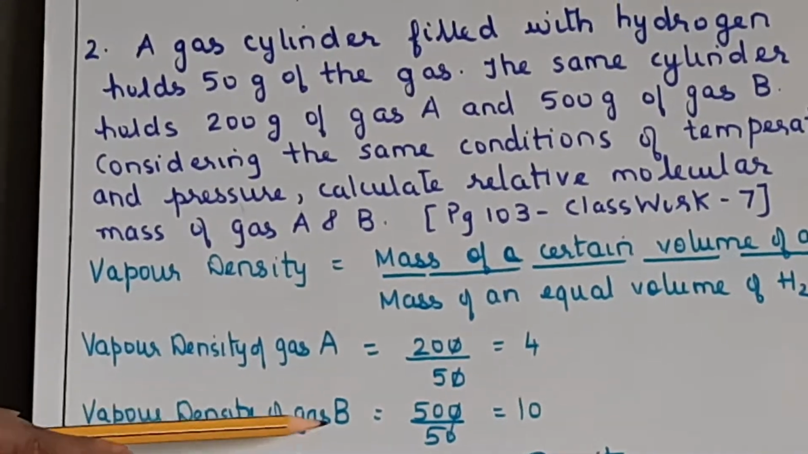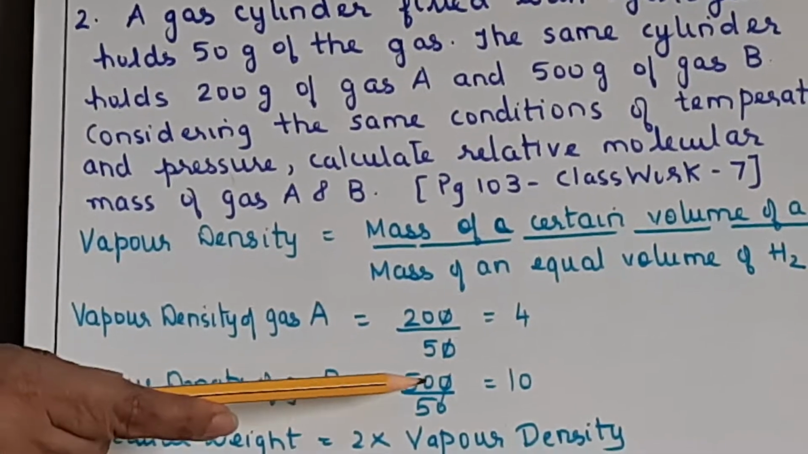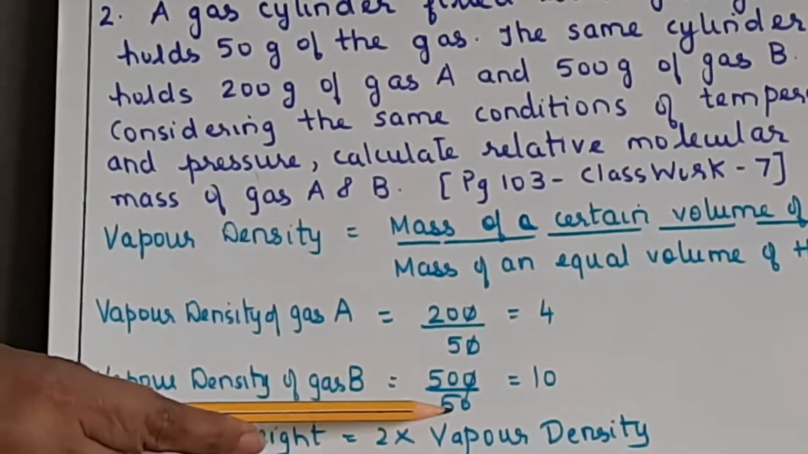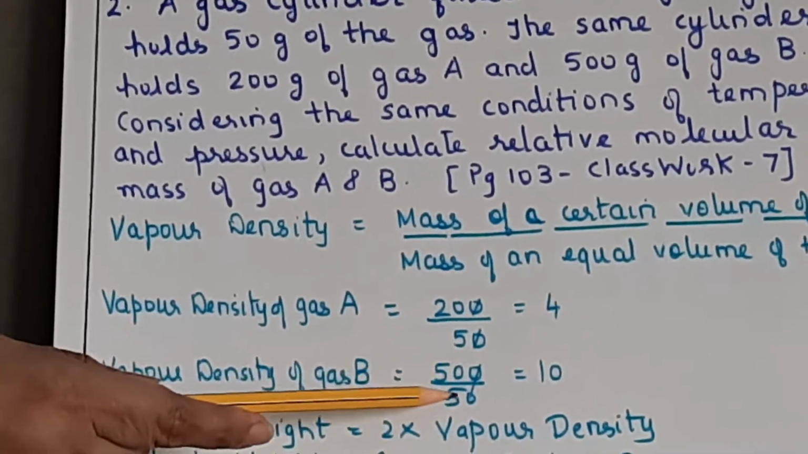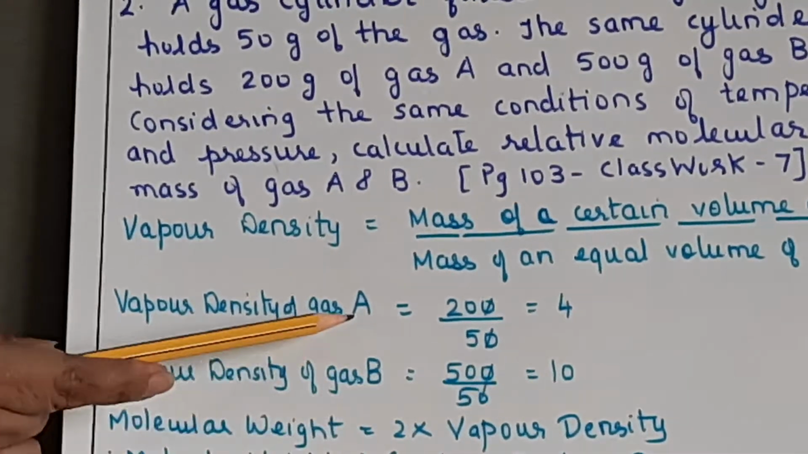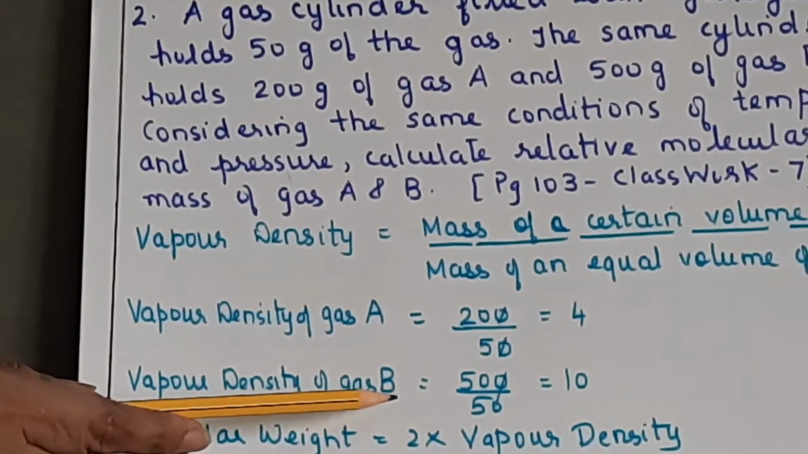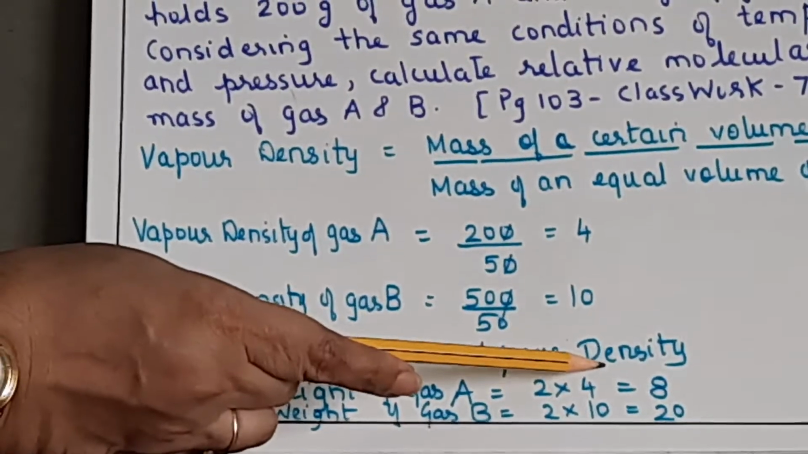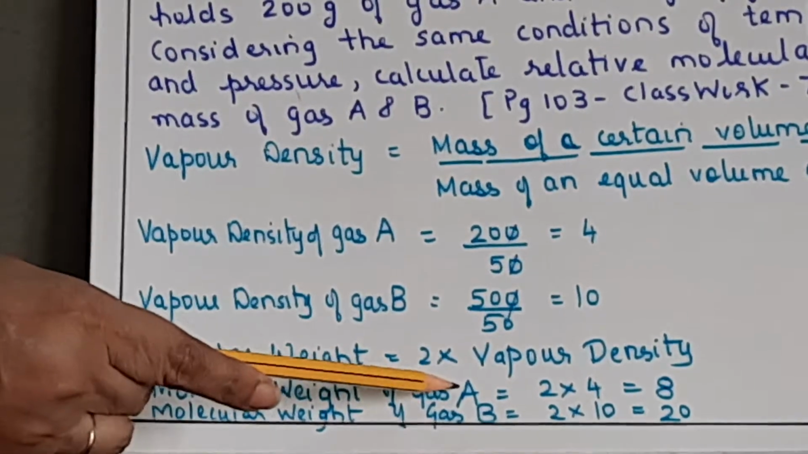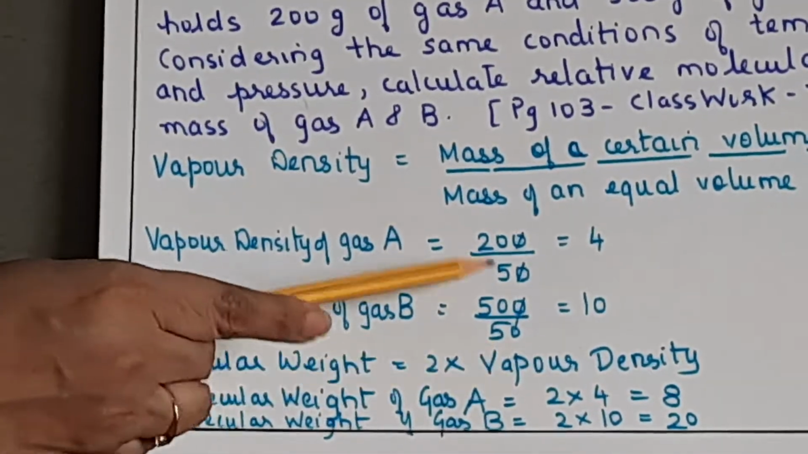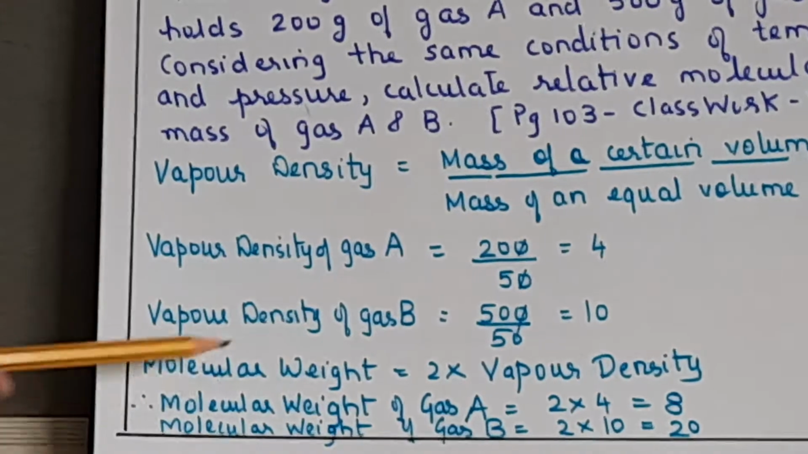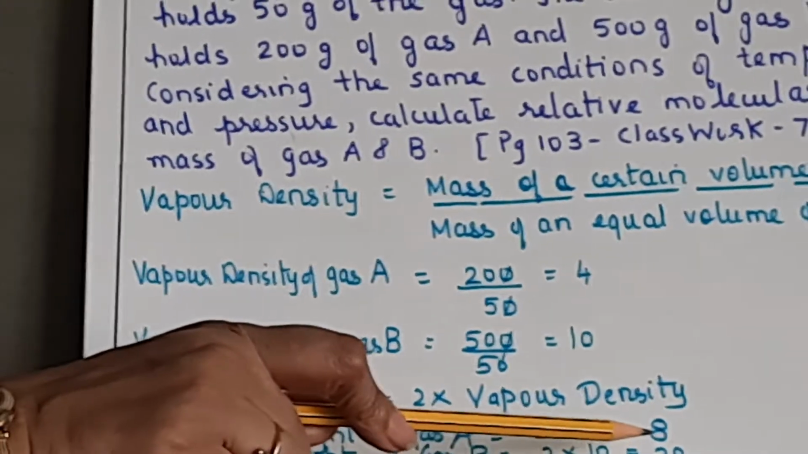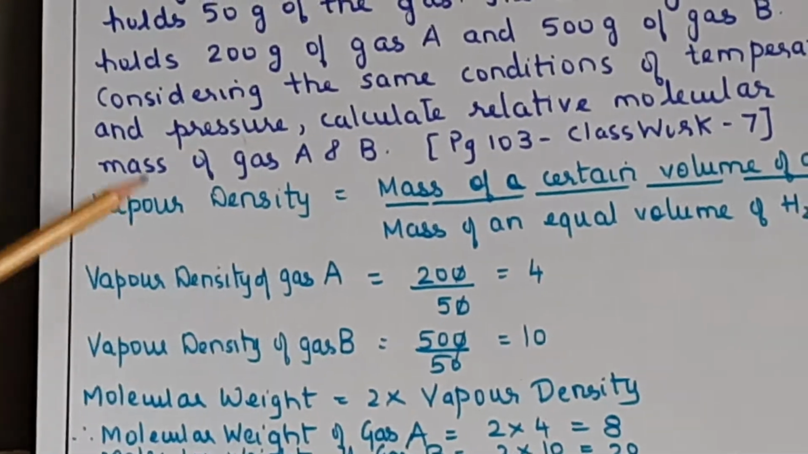Similarly, you can find vapor density of gas B. 500 is the mass of gas B in the cylinder, 50 is of hydrogen. So 500 upon 50 will be 10. Once you know vapor density, you will use our first formula. Molecular weight is 2 into vapor density. So molecular weight of gas A will be 2 into vapor density 4, that's 8. And for gas B it will be 2 into 10, that's 20. Is it clear? So you just note down this.